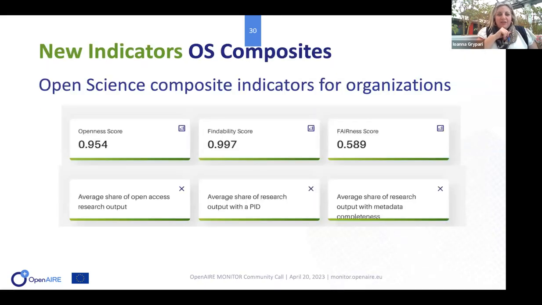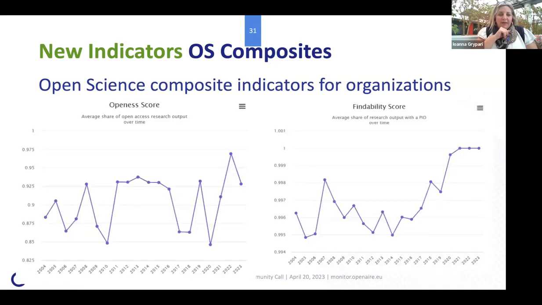Okay. Oh, yes. So the first thing we worked on are composite open science indicators for organizations. So we created three composite indicators: the openness score, which is the average share of open access research outputs for an institution; the findability score, which is the average share of research output with a persistent identifier; and the fairness score, which is the average share of research output with metadata completeness. In the methodology section, one can see what metadata completeness exactly means, which parts of which metadata elements we chose, but it's basically based on EOSC. Okay, so something of interest in this case is, for example, the trends for this type of scores.